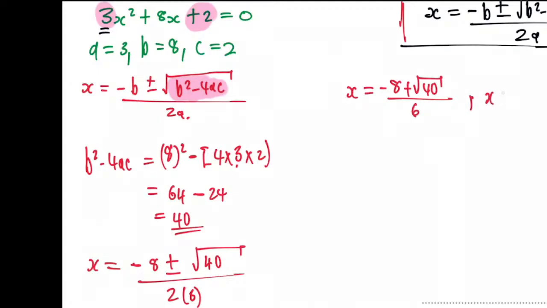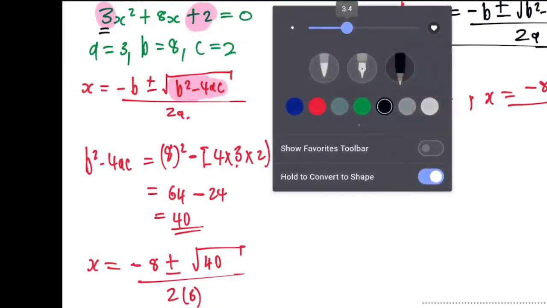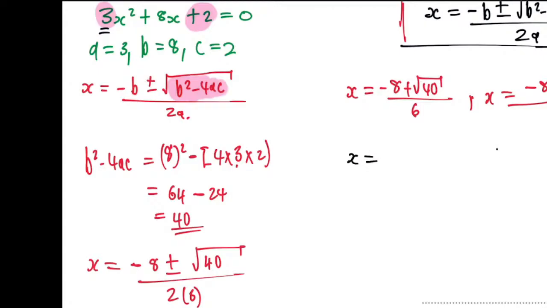Or you have x being equal to minus 8 minus the square root of 40. This will be over 6. What do you get here? Punch, please. Can you say root 40? Then for the first one, I want you to say minus 8. Then you get an answer. Then you say divided by 6.